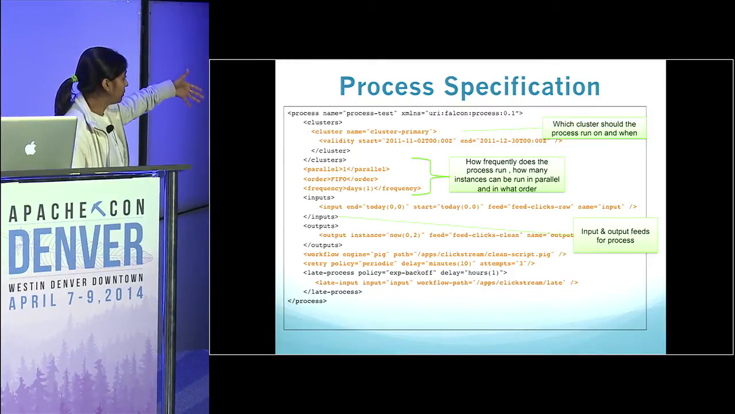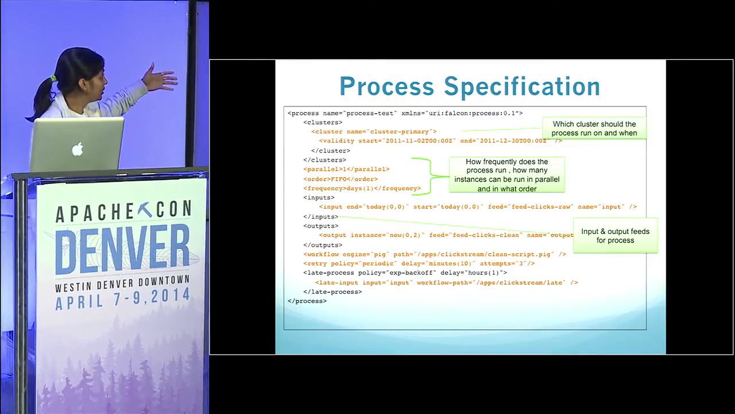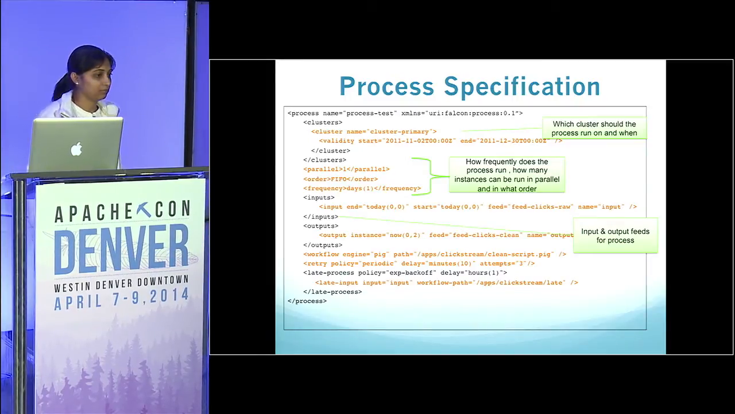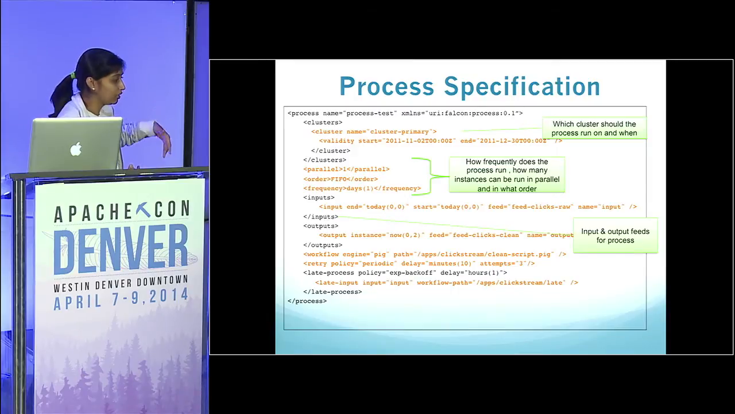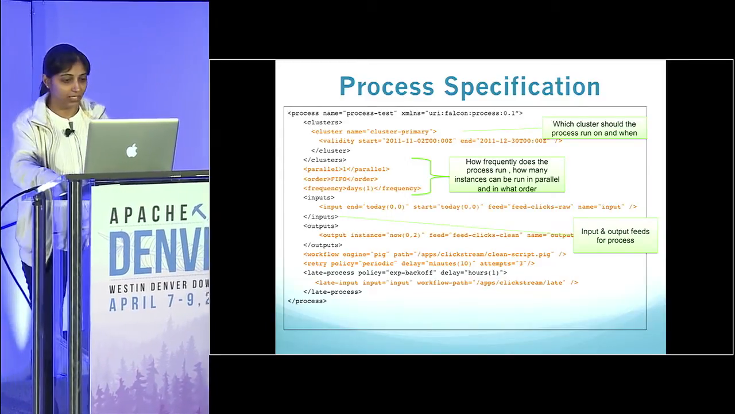At the end of the process specification, you also specify how you want to handle late data. Which are the late inputs, and when the data arrives late, how do you handle that? Do you want to rerun the whole pipeline again or do incremental processing and things like that? That you can specify in the late data. So that's basically the different entities that are defined in Falcon.